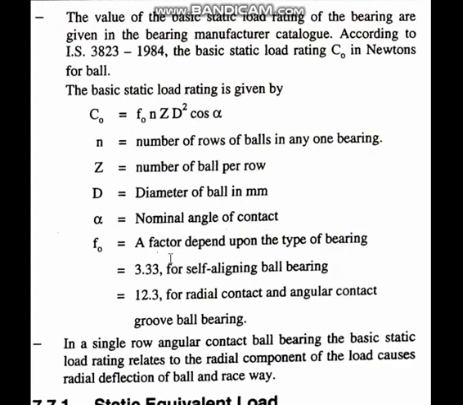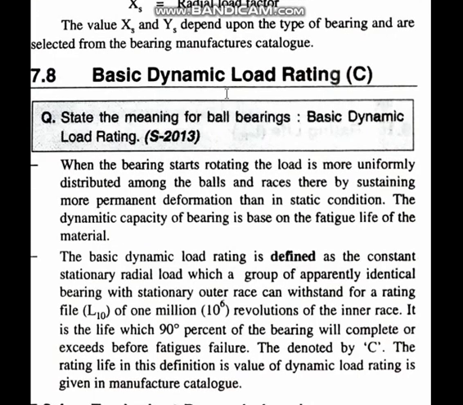Okay, and F0 is the factor that depends upon the type of bearing: 3.33 for self-aligning ball bearing, 12.3 for radial contact and angular contact groove ball bearing. Okay, like that, this is the basic static load rating. Now, basic dynamic load rating C. When the bearing starts rotating, the load is more uniformly distributed than when it is in static condition.